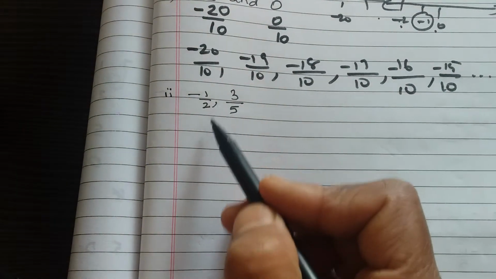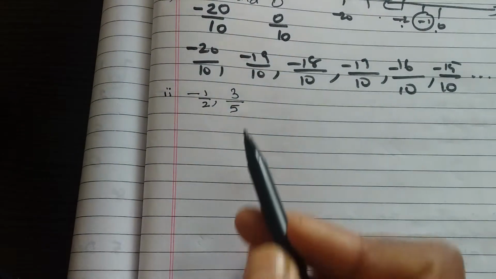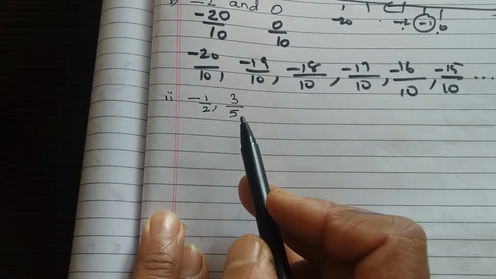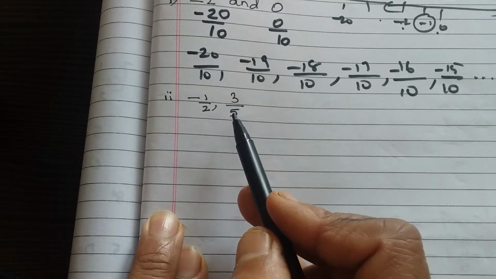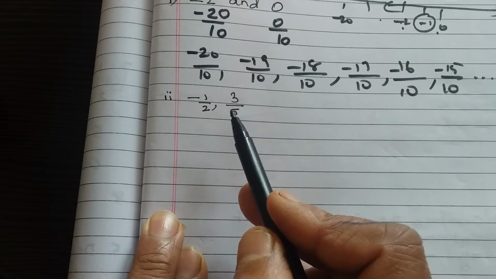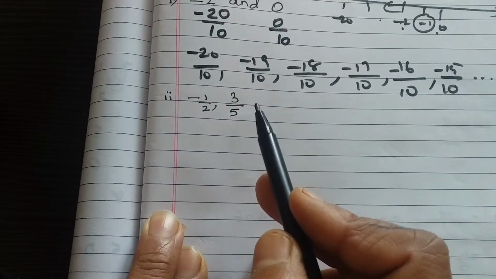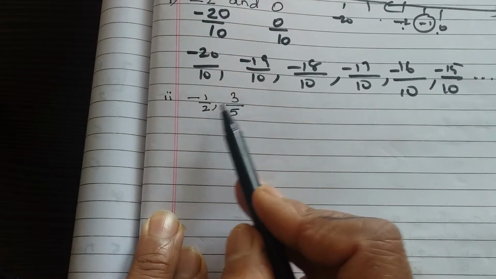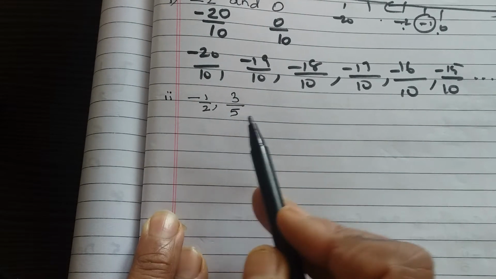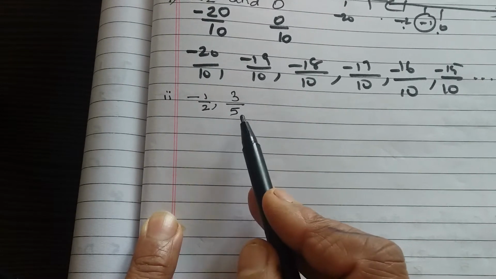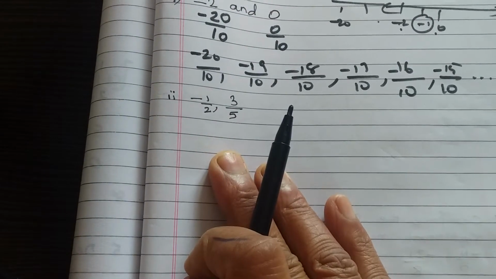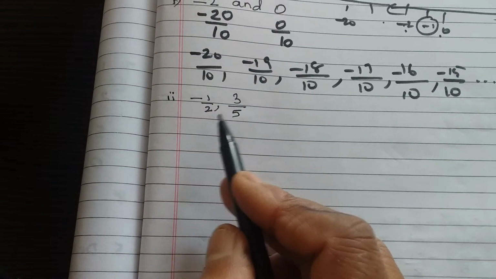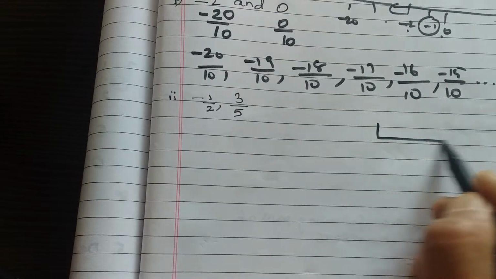Now the next is -1 by 2 and 3 by 5, the second one. Here they are given rational numbers. To find addition and subtraction, finding greater or smaller, arranging in ascending order, descending order, and finding rational numbers, for all these sums we should have a common denominator. If the denominators are different, we cannot proceed with the sum. So first we have to find the LCM of the denominators.